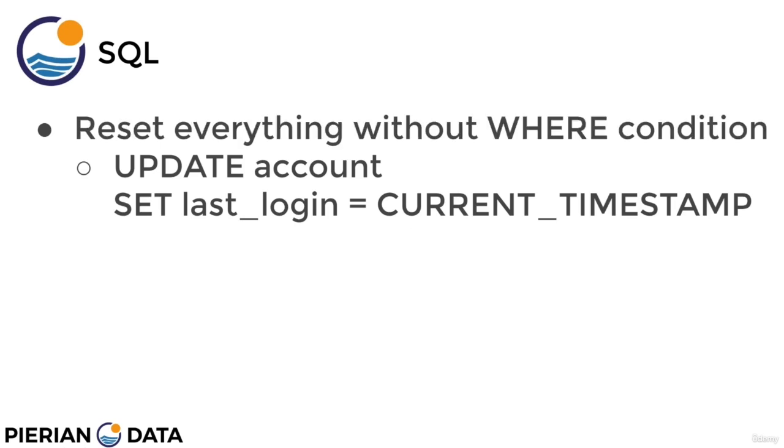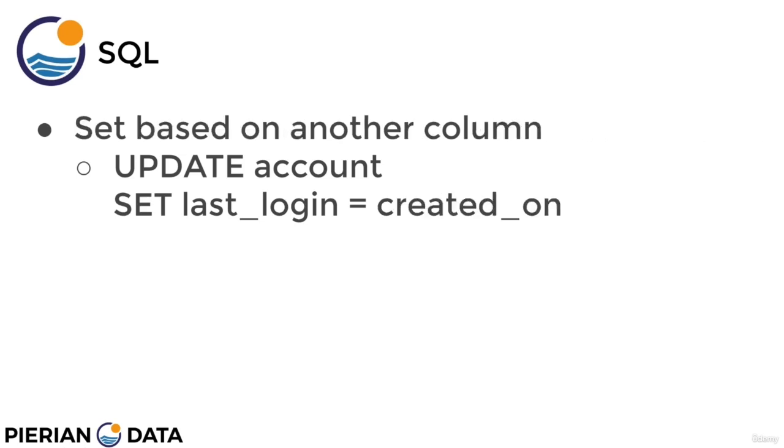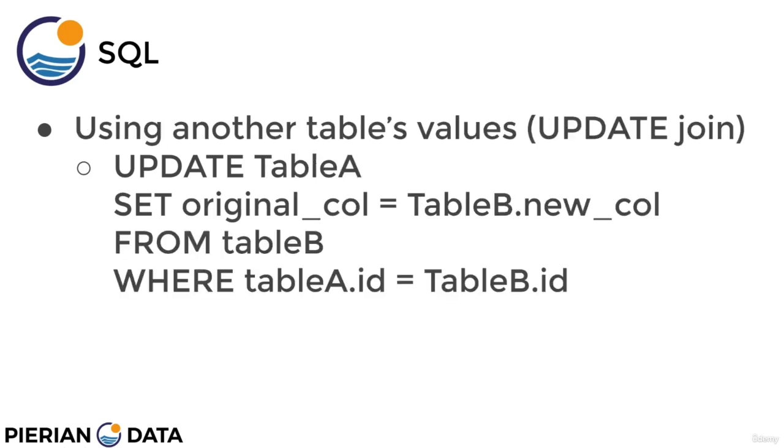You can also reset everything without any where condition. So if I wanted to just overwrite and update all the last login entries, I could just say update account, set last login equal to current timestamp. I could also set everything based off another column. So we also have the created on column. I could just say update account, set all the values in last login equal to created on. I could then also add in a where condition on top of this.